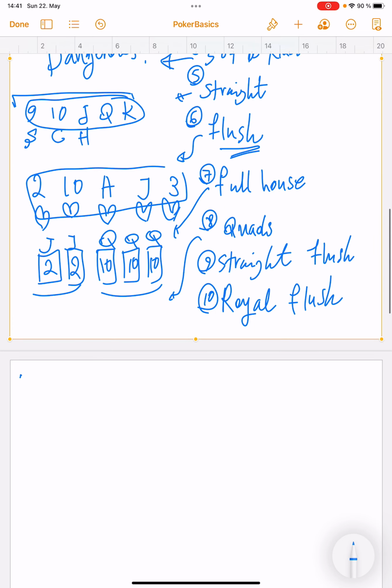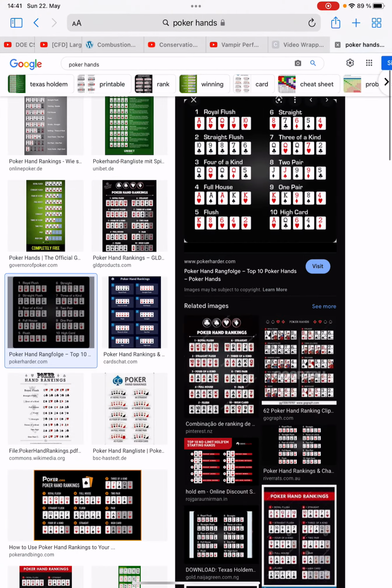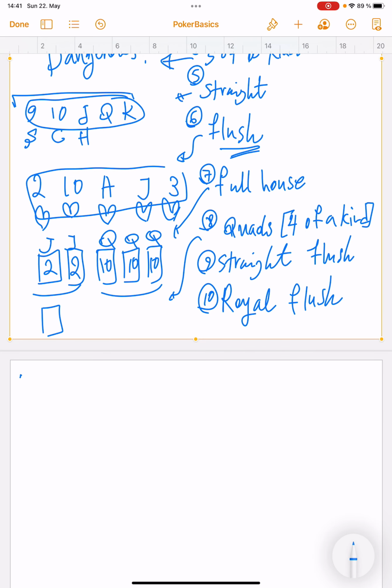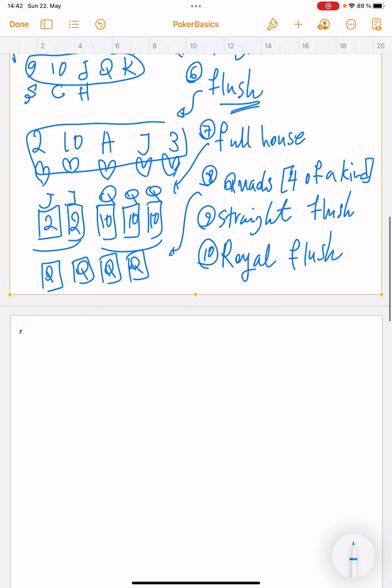Then we have quads. Quads, or they also call it 4 of a kind, if I'm not mistaken, right? It should be, yeah, 4 of a kind, the third in the ranking. Quads or 4 of a kind is when basically you have 4 of the same number or value, like 4 queens or 4 tens, 4 jacks, 4 aces, something like that.